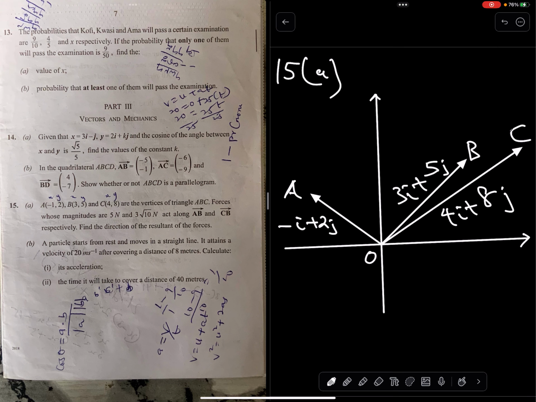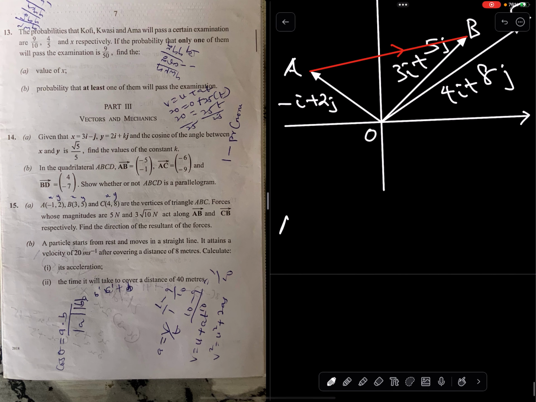Now, forces whose magnitudes are 5 newtons and 3√10 newtons act along AB and CB respectively. Find the direction of the resultant of the forces. Let this be AB. This is AB.